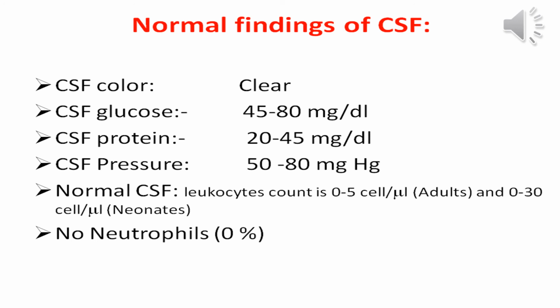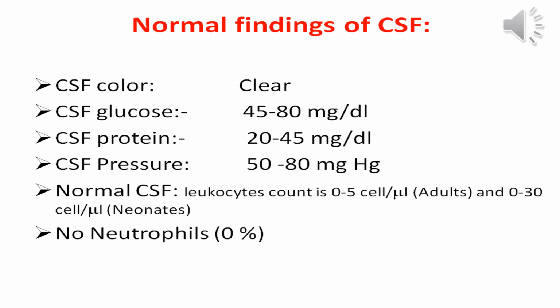This last slide shows you the normal findings of CSF. The CSF color, as I mentioned before, is normally clear. Glucose: the concentration of glucose normally present in the CSF is between 45 up to 80 milligram per deciliter. When the glucose is decreased, that means there is infection. When the glucose is normal, that means in some cases viral infection, then the glucose you see as 45 up to 80.